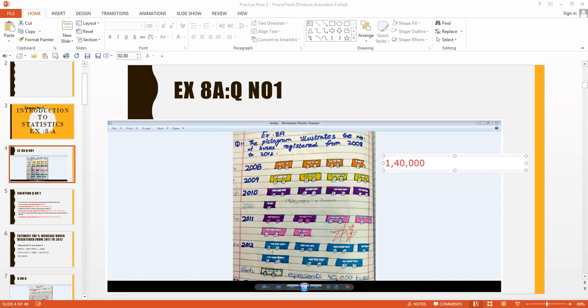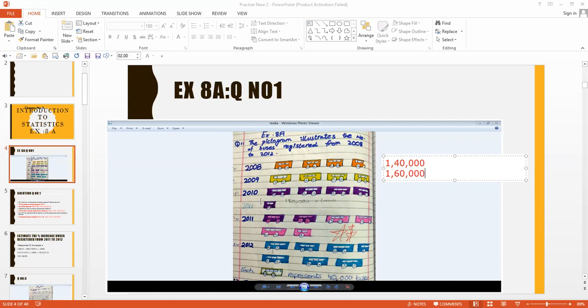So it becomes 1,40,000 buses in the Pakistani system, and in the international system it is written 140,000 buses. Again, one bus shows 40,000. So 40 plus 40, 80, 80 plus 40, 120, and again 120 plus 40 becomes 160,000. We can say 160,000, or in the Pakistani system, 1,60,000. Now we move towards the next.